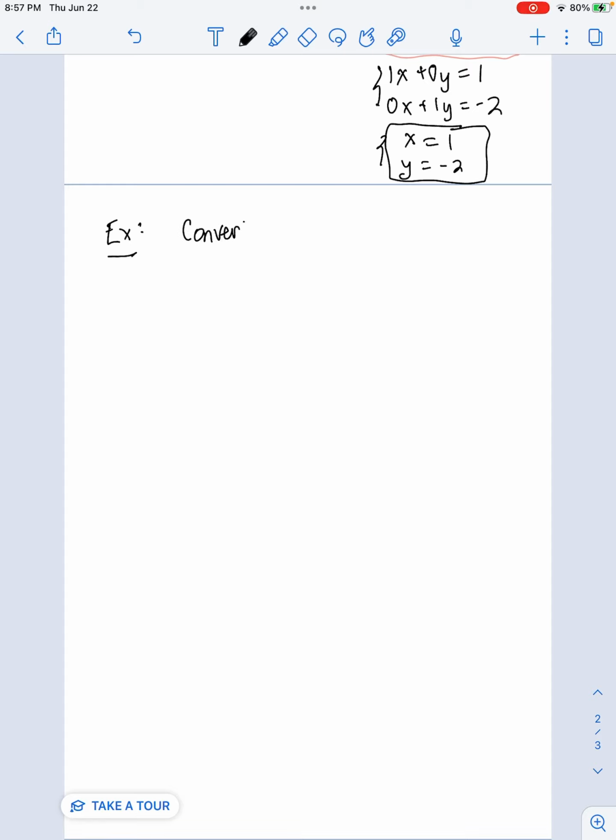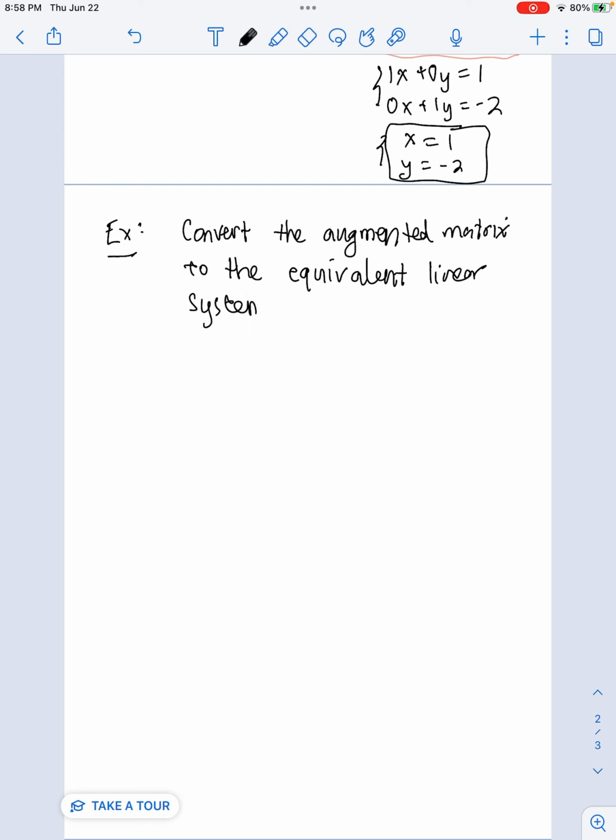Convert the augmented matrix to the equivalent linear system. So 4, 2, negative 1, 2, negative 1, 0, 5, 7.